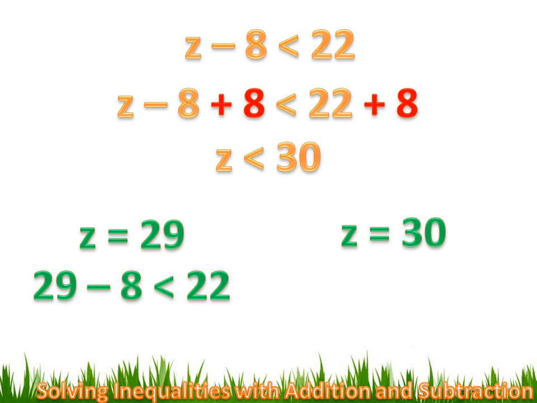Let's try it. z equals 30. 30 minus 8 is less than 22. Well, 30 minus 8 is 22, and 22 is not less than 22. 22 equals 22. So we proved that z is less than 30 is a correct solution for z minus 8 is less than 22.